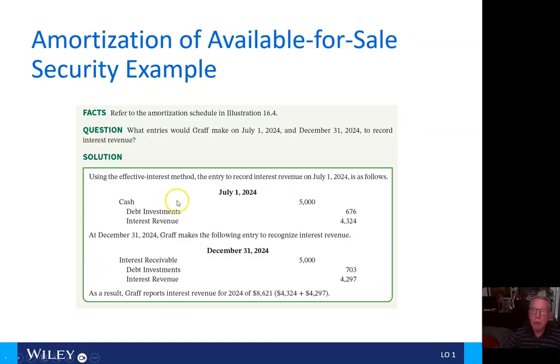So now, if we refer back to that illustration 16.4, what entries do they make? Here, just like we did before, we're going to debit cash because we're receiving the cash, and we are correcting here for our debt instrument, and our interest revenue right off the amortization table. And the same thing for the end of the year 2024. Pretty straightforward, I think, there.